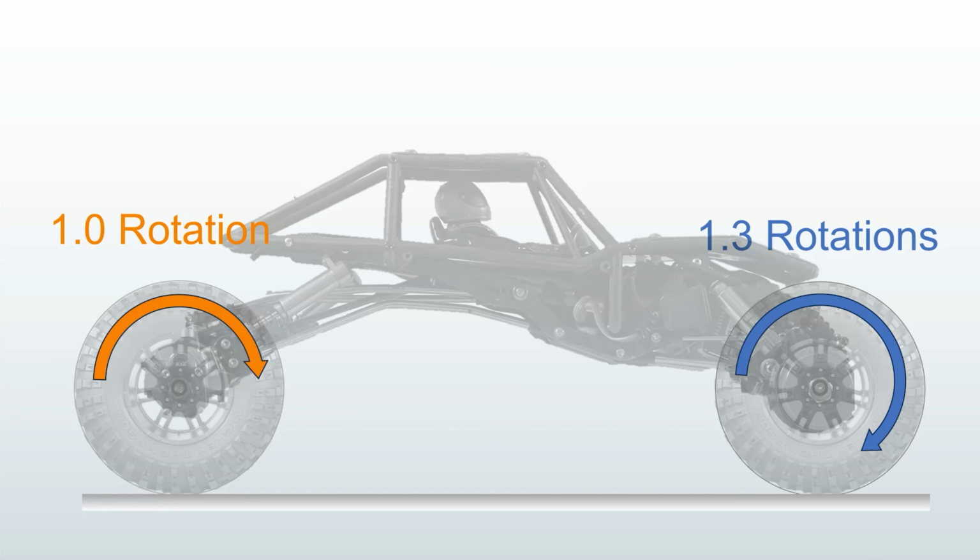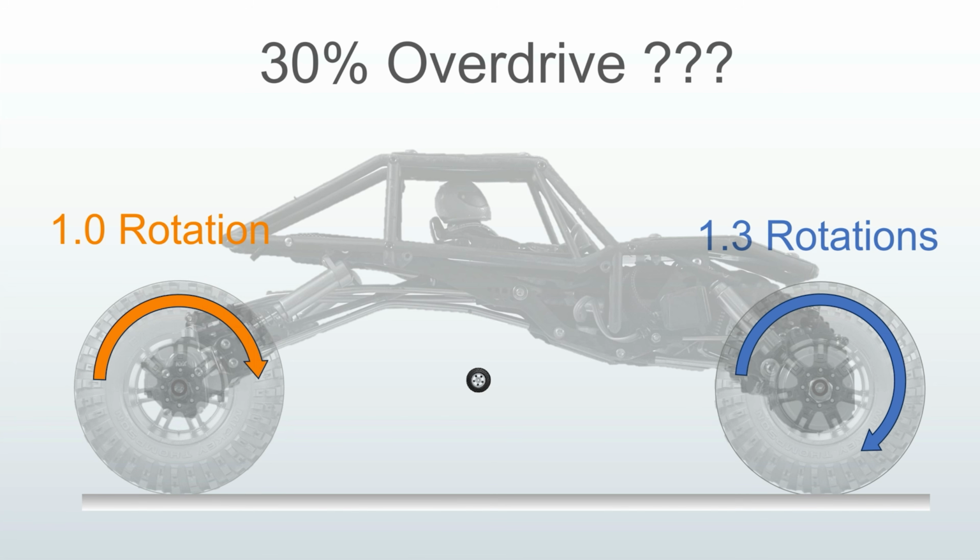First, let's look at the background math. This would be a typical overdrive situation on an RC crawler. The front wheels are turning faster than the rear wheels. Let's assume there is exactly 1.3 revolutions for every 1 revolution in the rear. Some people would call this 30% overdrive.